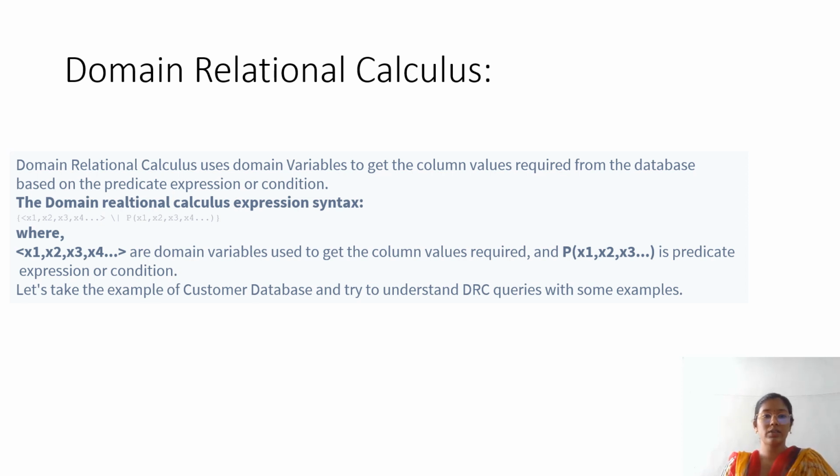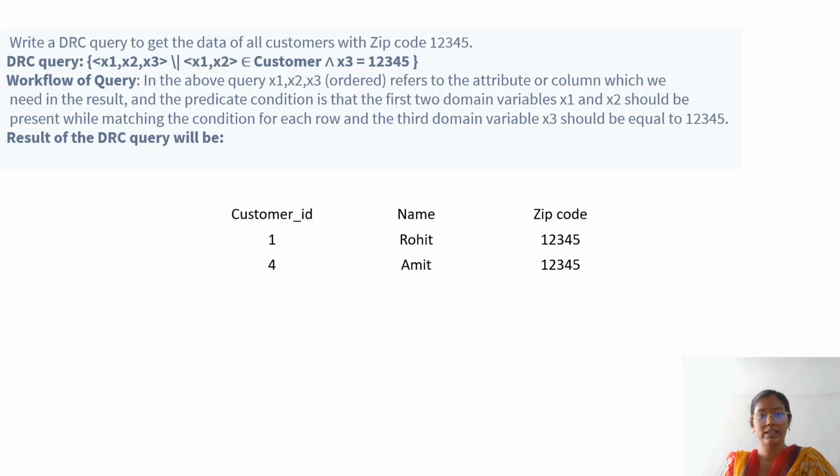Here is another example which illustrates domain relational calculus. Write a DRC query to get the data of all customers with zip code 12345. As discussed above in the TRC query, the same question is asked, but there it shows just the single row. Here we are going to work on the columns, each column consisting of the zip code 12345. Here are the domain variables x1, x2, x3, and x3 consists of 1, 2, 3, 4, 5. x1 and x2 are not considered here.